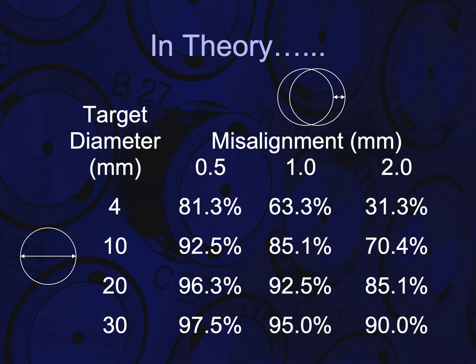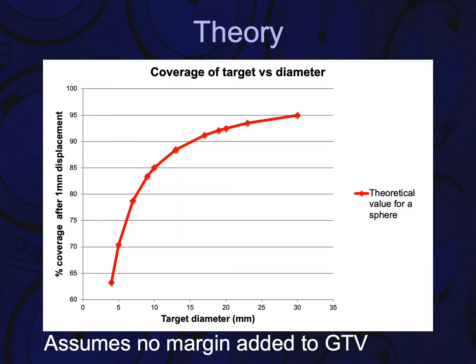If we now look at the top line and a 4 millimeter diameter target, you can see even a 0.5 millimeter misalignment means that you're losing about 20% of your target. So you've just got 81.3% coverage. If you increase that misalignment to 2 millimeters, you're down to just 31.3% coverage. So in theory, the coverage of the target versus diameter would look like this. So this is applying a 1 millimeter displacement, and on the x-axis we have the target diameter in millimeters, and on the y-axis it's the percentage coverage after that displacement.